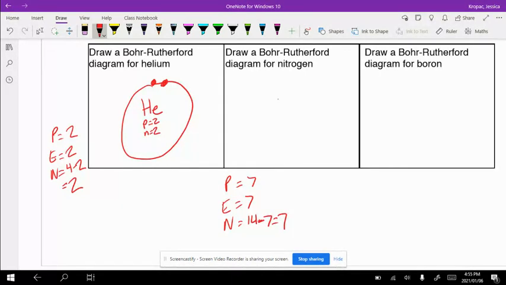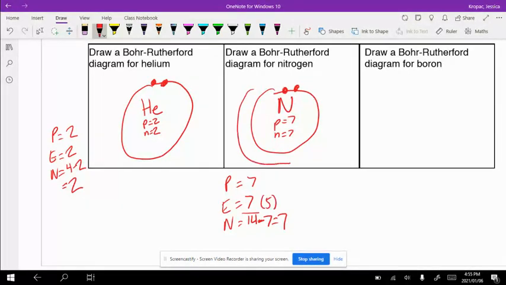I start with a symbol in the middle. I state the number of protons and number of neutrons. Both are 7. I'm then going to place my electrons on my first shell. Now I have 7 electrons total to place. I've only placed 2. That leaves me with 5 electrons remaining to place on the next shell. So on the next shell, there's one of 2 ways that you can start placing your electrons. The way you were probably taught in grade 9 is top, side, bottom, side.